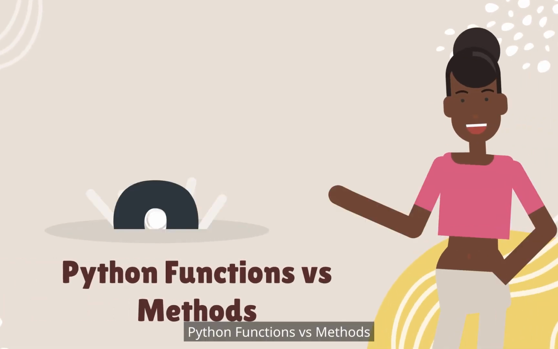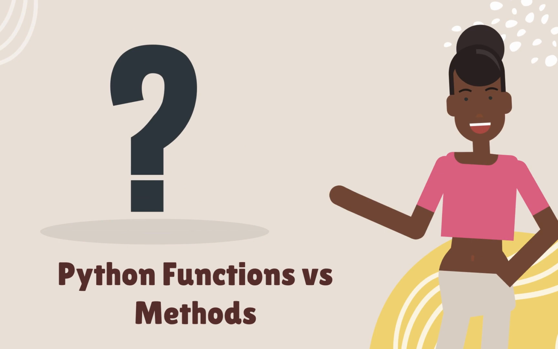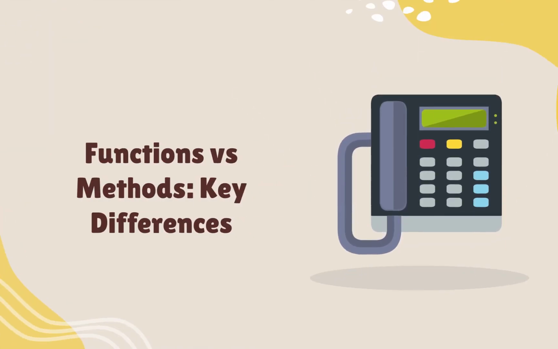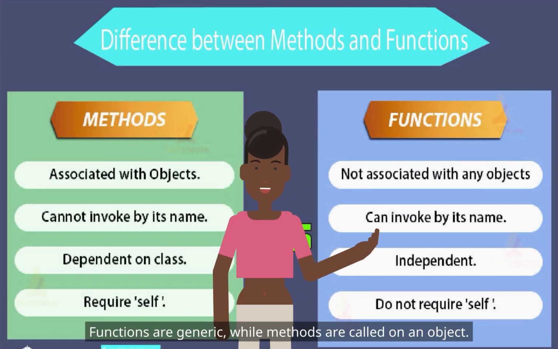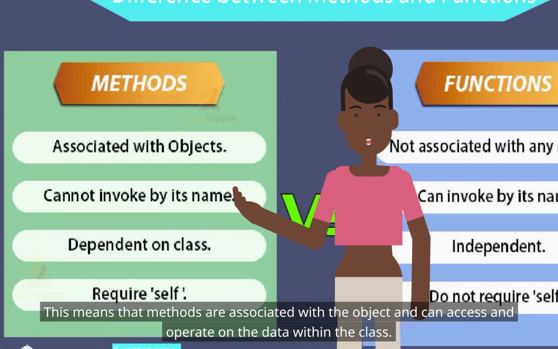Python functions versus methods. Functions are generic, while methods are called on an object. This means that methods are associated with the object and can access and operate on the data within the class.